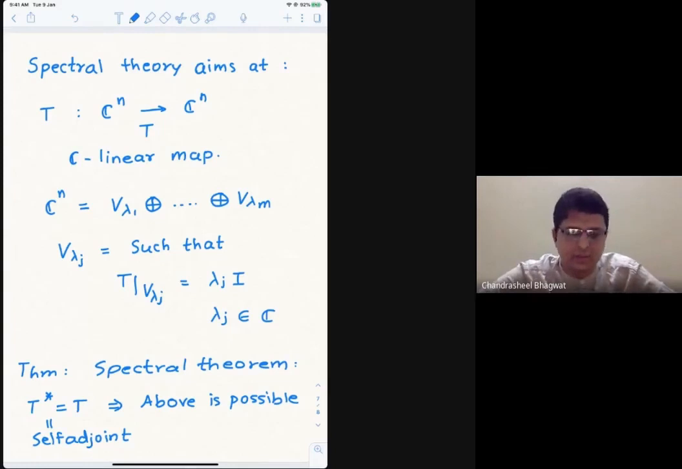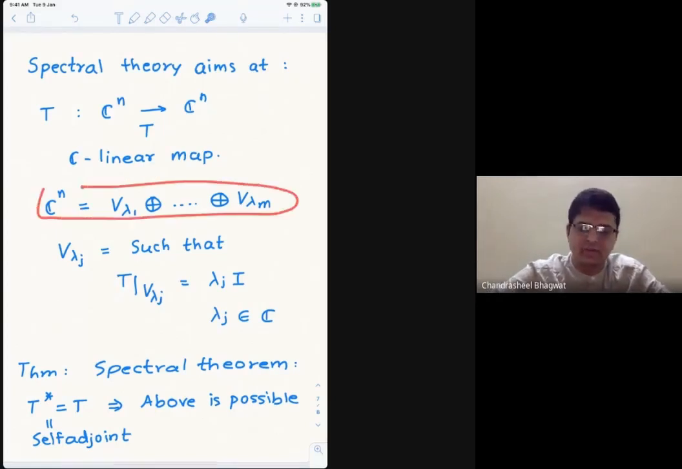For linear maps, there's a similar theory. What you do is take a matrix, change the rows to columns, that's called taking the transpose, and then take the complex conjugate everywhere. Such a thing is called the adjoint of a matrix. And if a matrix is its own adjoint, it's called self-adjoint. Self-adjoint maps are nice, namely in the context of the spectral theorem, you can always write Cn in this form.